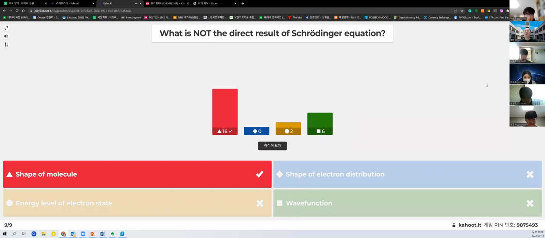생각보다 잘 맞췄네. Okay, Schrödinger equation, the answer of the Schrödinger equation, after we solve the equation, we get wave function. And also we get the energy level. Energy level is the eigenvalue of a Schrödinger equation. And wave function is the information about the electron distribution or the electron shape, or we call probability of existence of electron, right? Molecular shape, we cannot get it directly from Schrödinger equation. Always we use approximation. So that was the point I wanted to tell you.